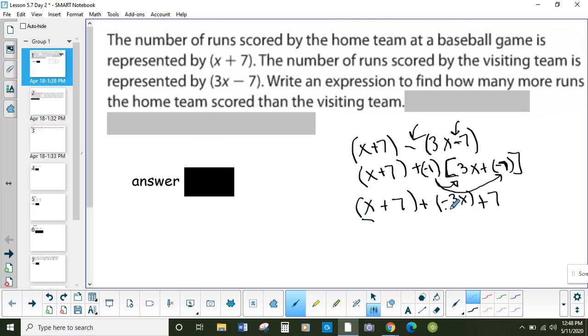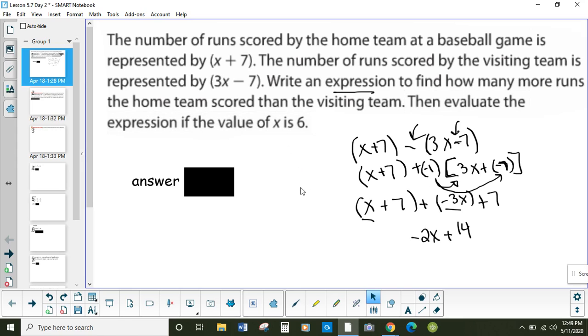And after we distribute, we combine like terms. Those guys are opposite teams, so I subtract. Negatives have more, and 7 plus 7 is 14. So this is the expression they told us to find. This represents the difference between those two. But this actually isn't the whole question today. There's a second part. It says evaluate the expression if the value of x is 6.